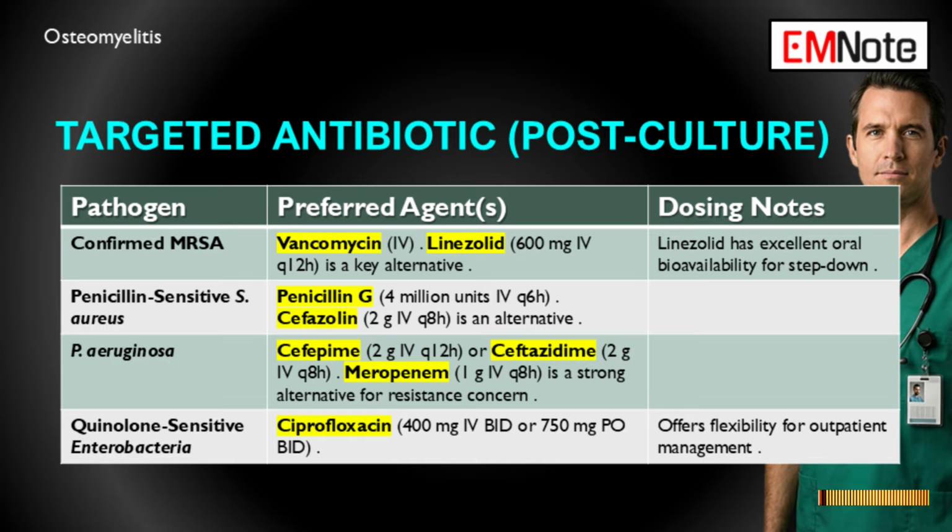And lastly, for a quinolone-sensitive enterobacteriaceae. Ciprofloxacin is the agent of choice. You can dose this at 400 milligrams intravenously twice a day, but it can be switched to 750 milligrams orally twice a day. And that offers significant flexibility for outpatient management.